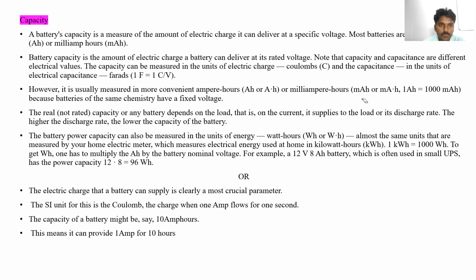Because batteries of the same chemistry have a fixed voltage, the real capacity of any battery depends on the load, that is, on the current it supplies to the load, or its discharge rate. The higher the discharge rate, the lower the capacity of the battery.